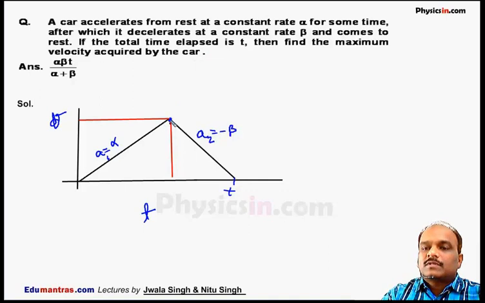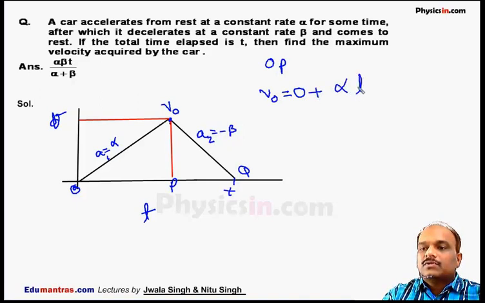So this is the maximum velocity. Let the maximum velocity acquired by the car be v0. Since the car starts from rest, let this point be O, let this point be P, let this point be Q when the car is at rest. At P, the car acquires the maximum velocity. So for O to P, we can say the final velocity v0 is equal to initial velocity 0 plus acceleration, that is alpha, into t1. So from here we can say t1 is equal to v0 by alpha. This is the first equation.